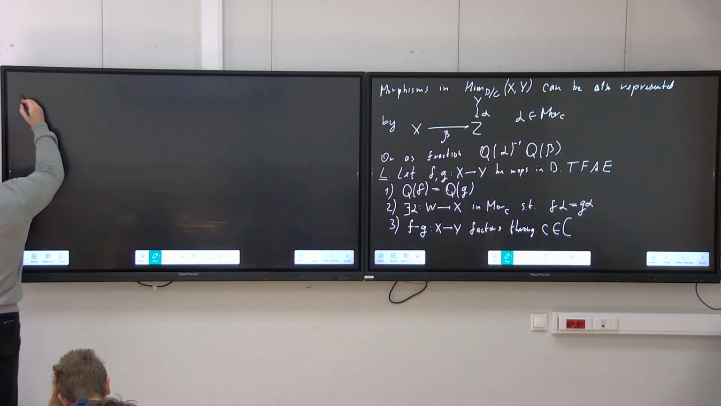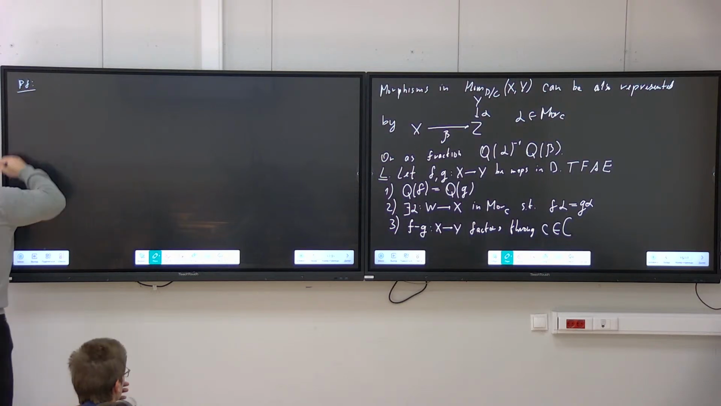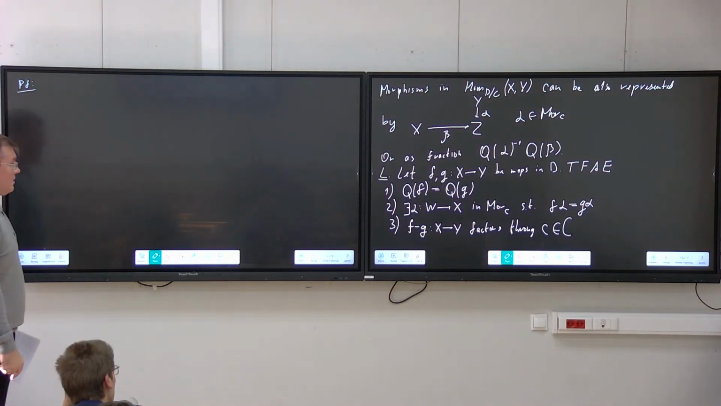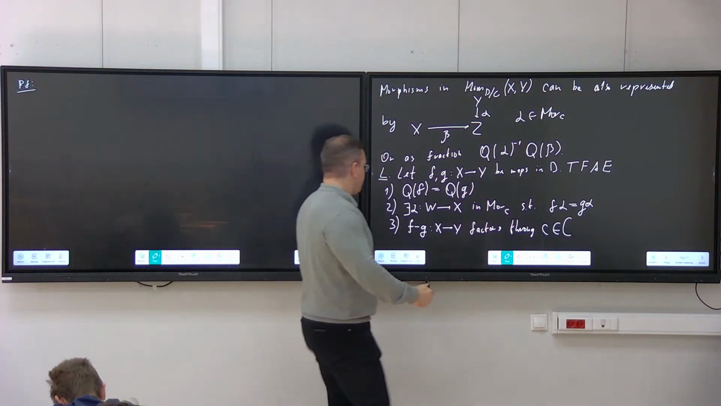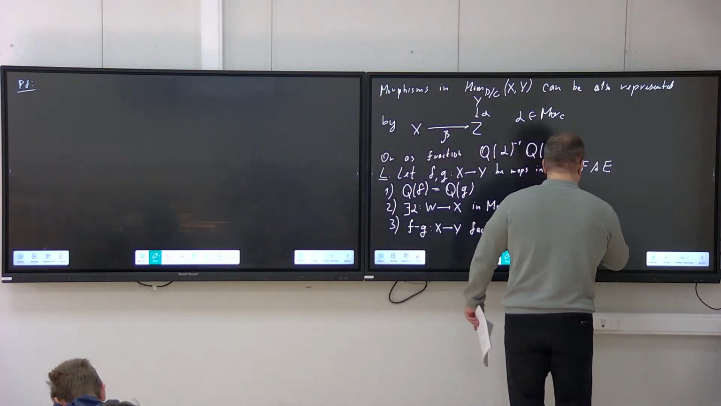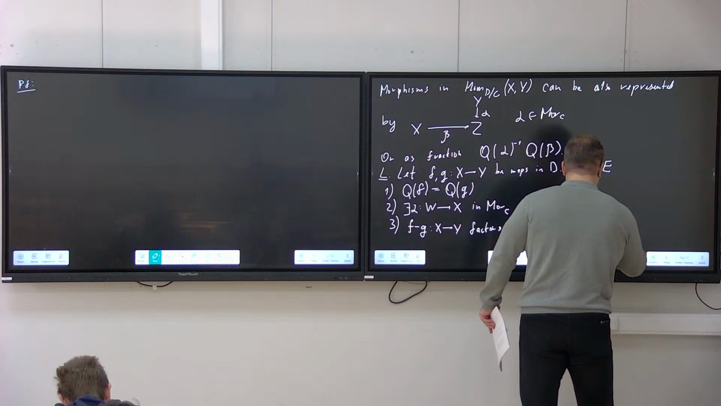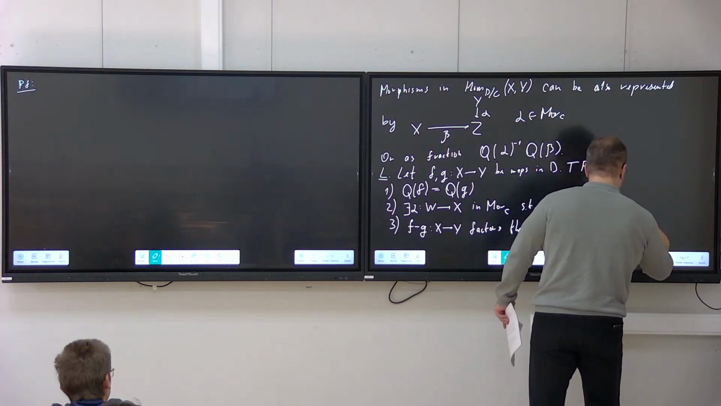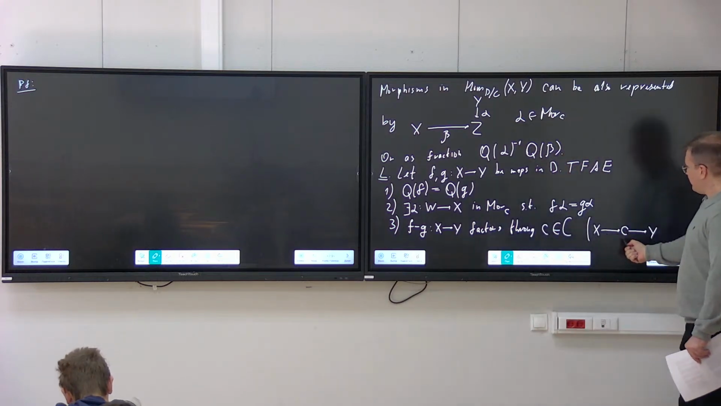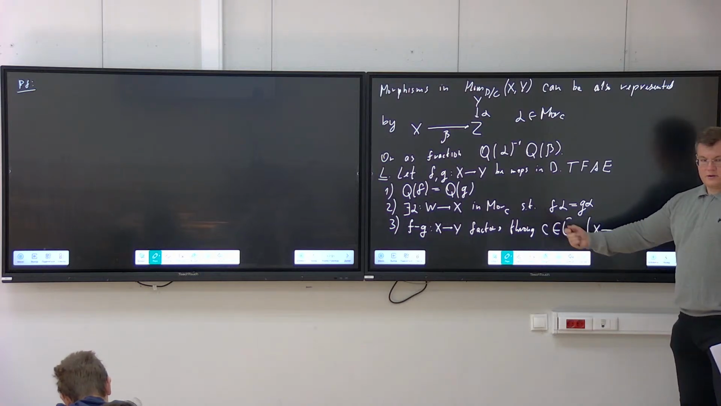Okay. Excuse me, what does it mean to factor through C? Well, it means that this F minus G you can write as a composition of two maps, so there are two maps here such that the composition is F minus G.